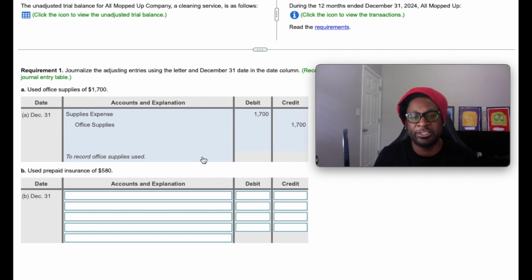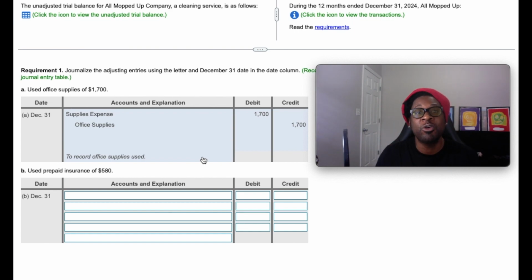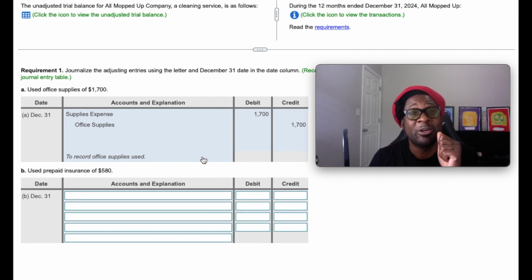Used prepaid insurance of $580. Well, what are the key words? Used and prepaid insurance. This is an easy one, gang, because it's just like the previous one, right? We already know how to adjust prepaids. We always debit the expense and we credit the prepaid. But we also know that supplies is treated like a prepaid, so it's going to be a similar transaction as the previous example. But let's look at the key words.